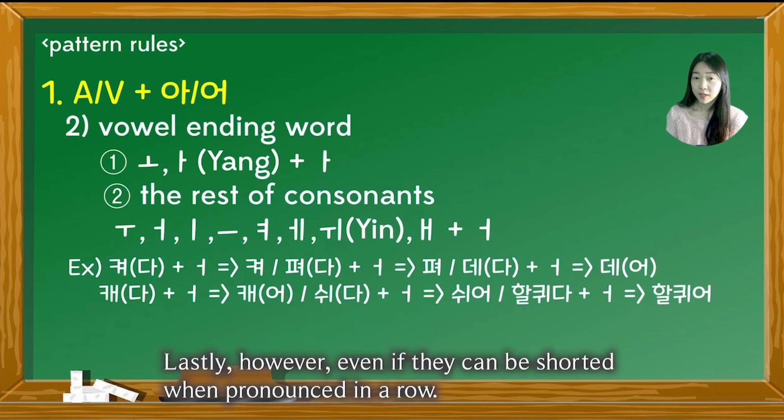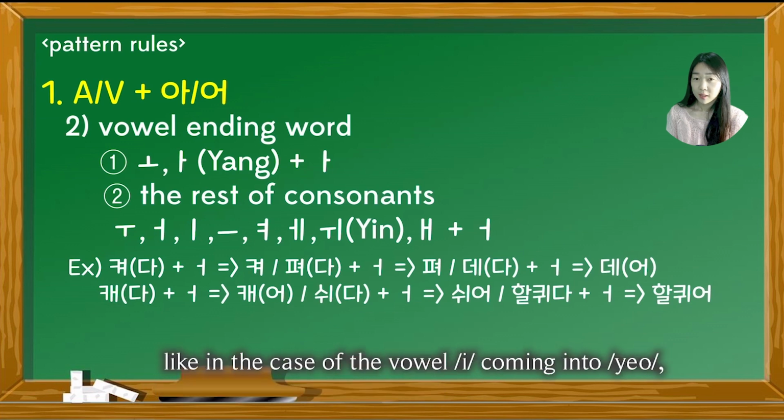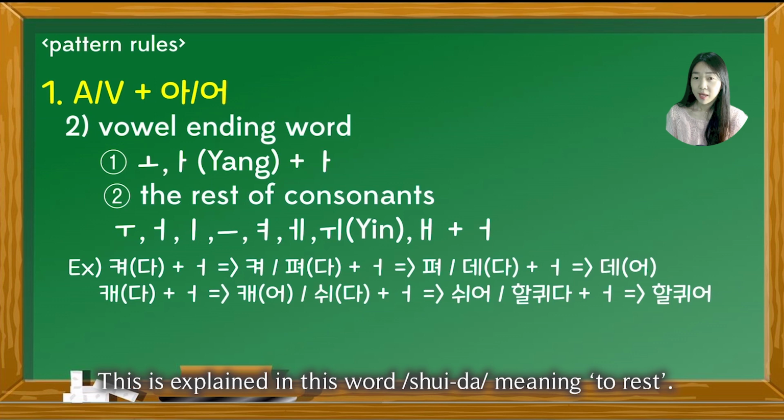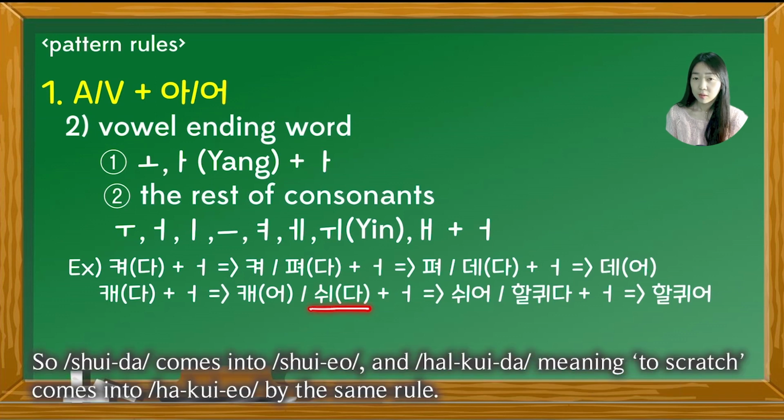Lastly, however, even if they can be shortened when pronounced in a row, like in the case of the vowel e coming into 여, they should not be abbreviated if you don't write that way. This is explained in this word 쉬다, meaning to rest. So 쉬다 comes into 쉬어. And 핥히다, meaning to scratch, comes into 핥히어 by the same rule.